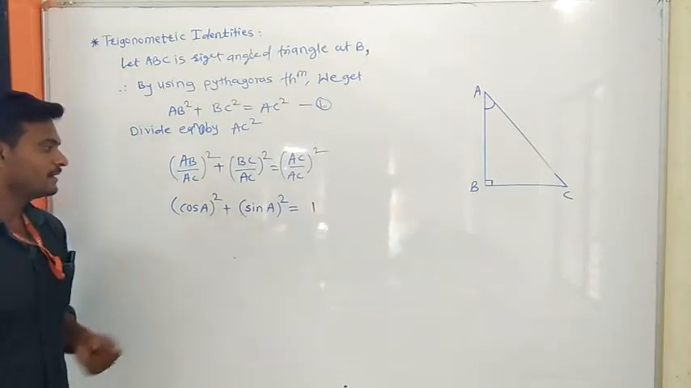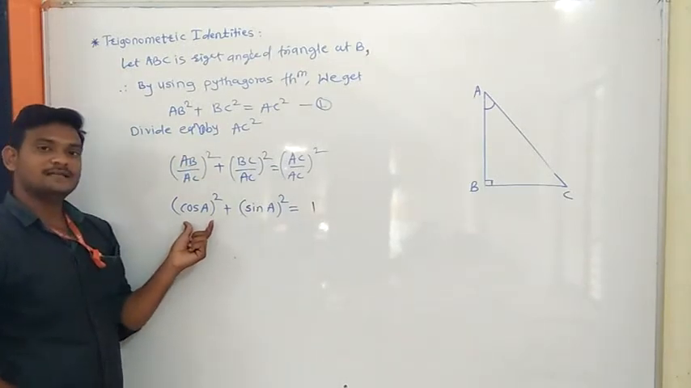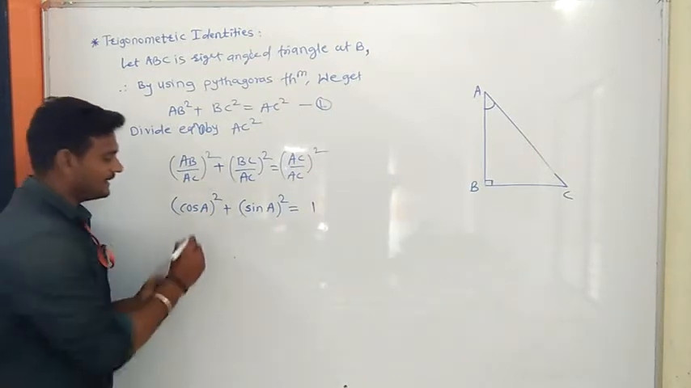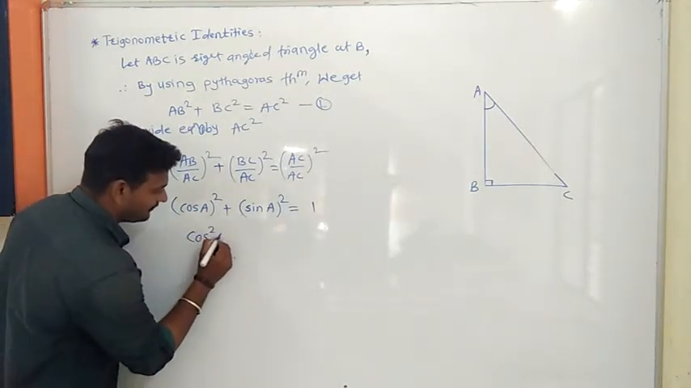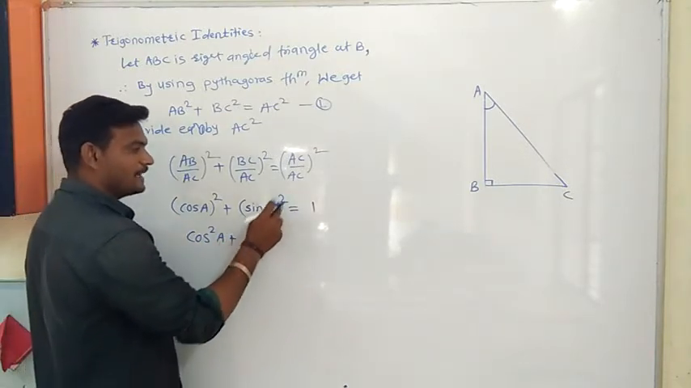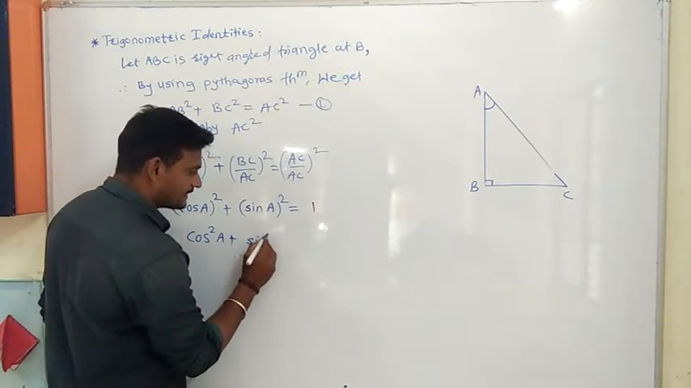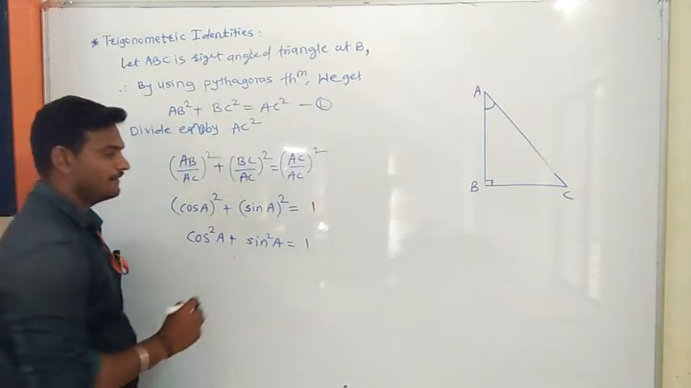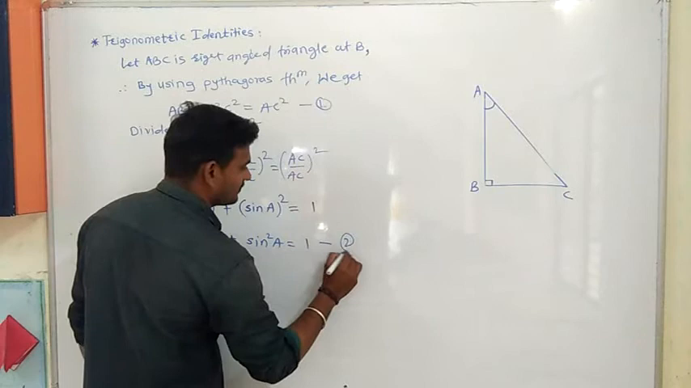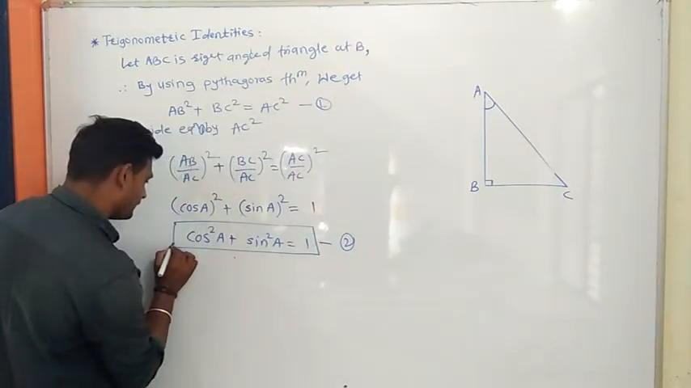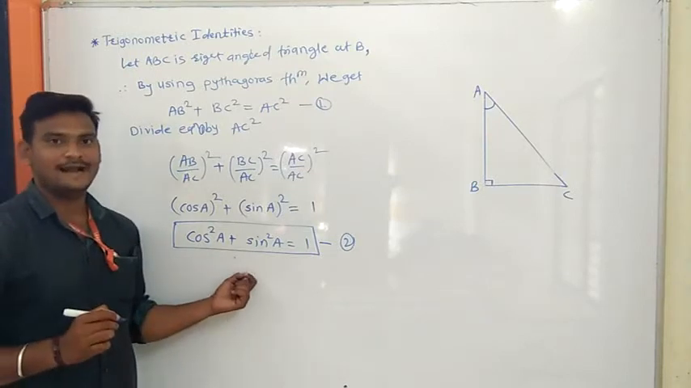We got 1 here. Now we know, we have seen in the introduction class, cos of A whole square can also be written as cos square A, plus sine of A whole square can also be written as sine square A, is equal to 1. We got cos square A plus sine square A is equal to 1. Mark this as equation number 2, and this is nothing but identity number 1. It is the first identity.